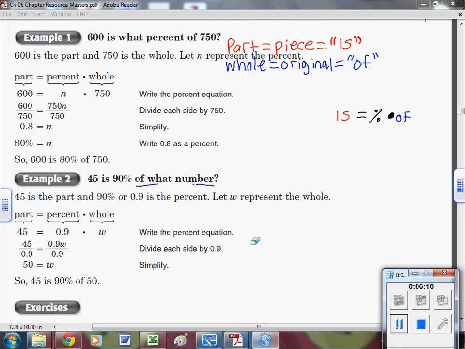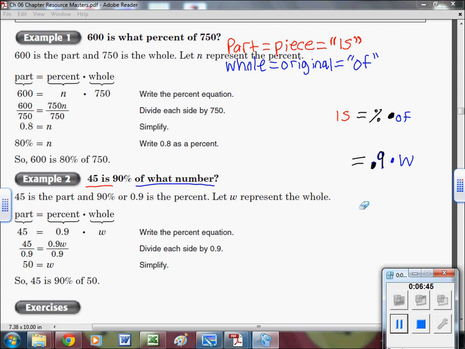So it says of what number, meaning we don't know the of number. And so we don't know the whole number. So I'm just going to call that W in our format for the equation. So W times the percentage. 90%, when you enter it into your equation, it's got to be in its decimal form. So 90% is known as 0.9 or 0.90. They mean the same thing. So 0.9 is 90%. That will equal the is number, the part, the piece, the portion of the whole.